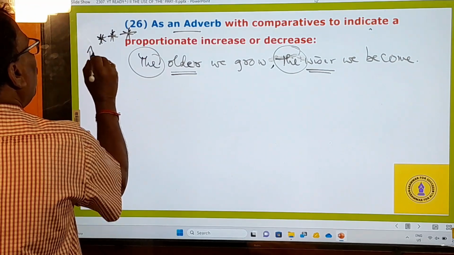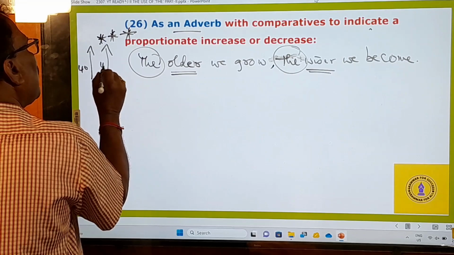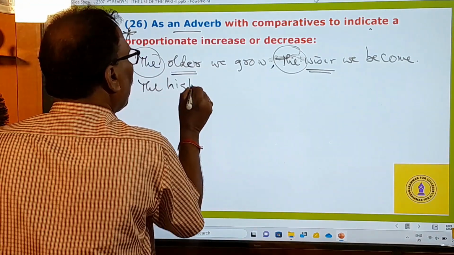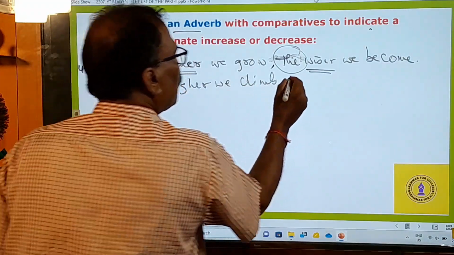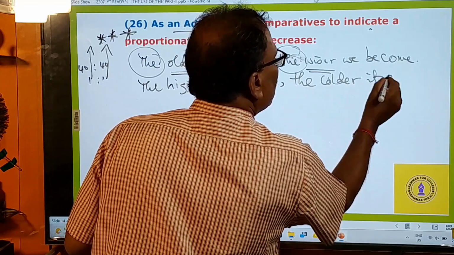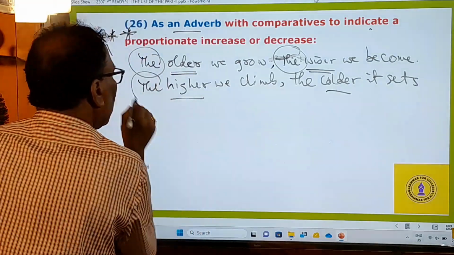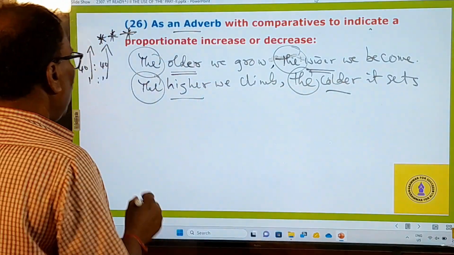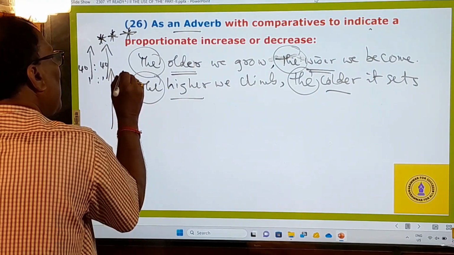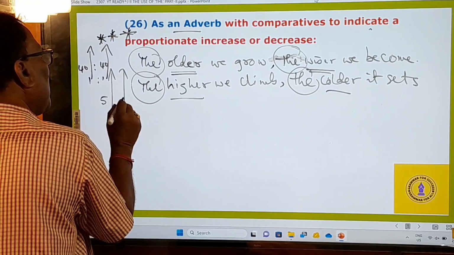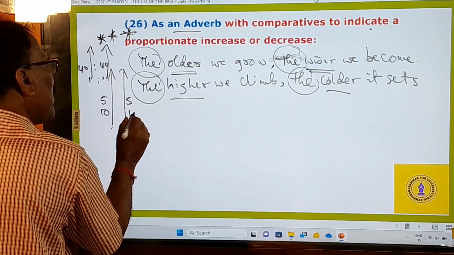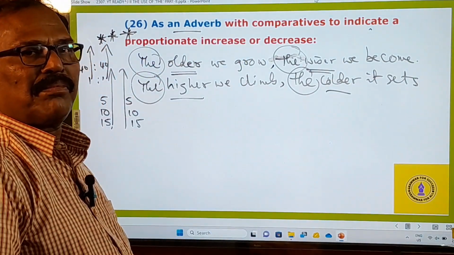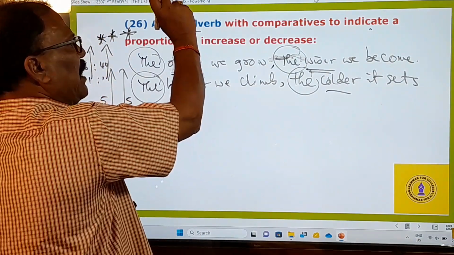Thus, if you grow 40 years old, you become 40 years wise only. 40 is to 40, 1 is to 1, like that. Okay, the higher you climb, the colder it gets. Look at this example. Higher, colder. Here one time, here one. These are used in two places like this. The higher you go into the sky, the colder it gets. If you go into the sky 5 kilometers, it becomes 5 kilometers cold only. If you go 10 kilometers, 10 kilometers cold only. Like this, the higher we climb, the colder it gets. Proportionate increase.